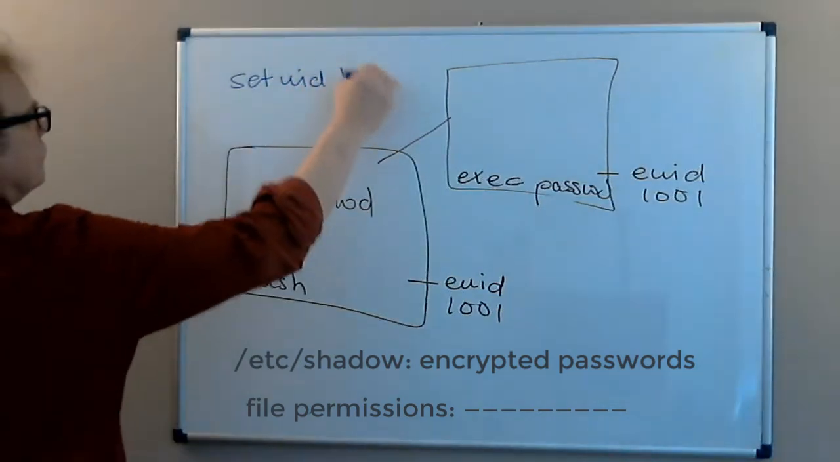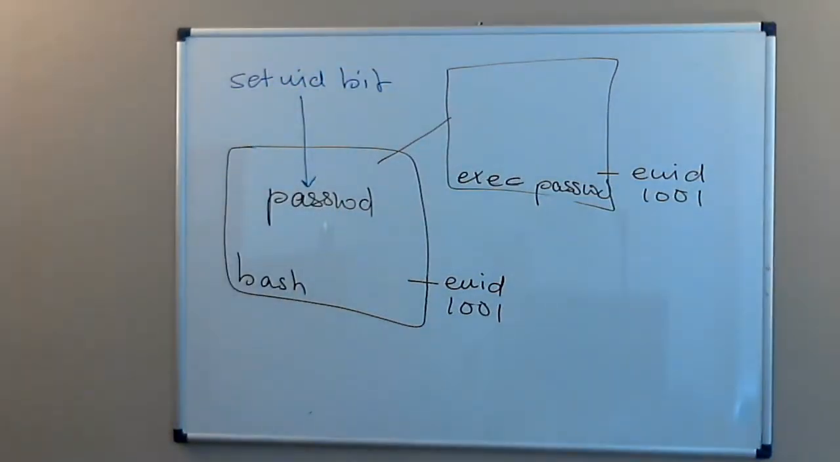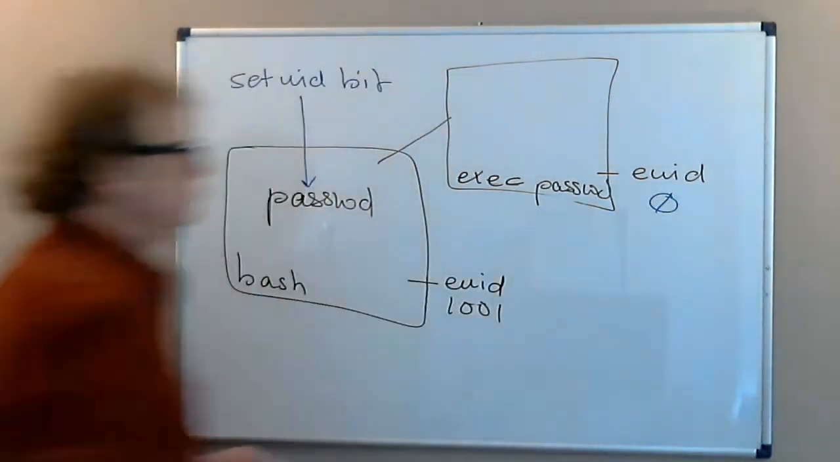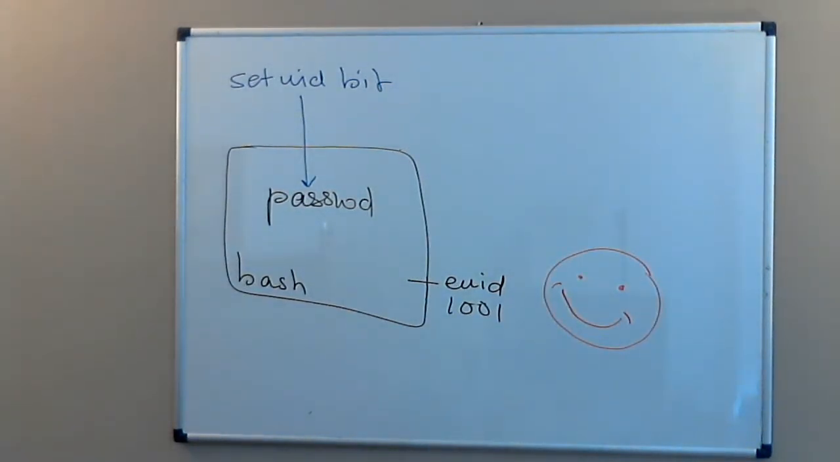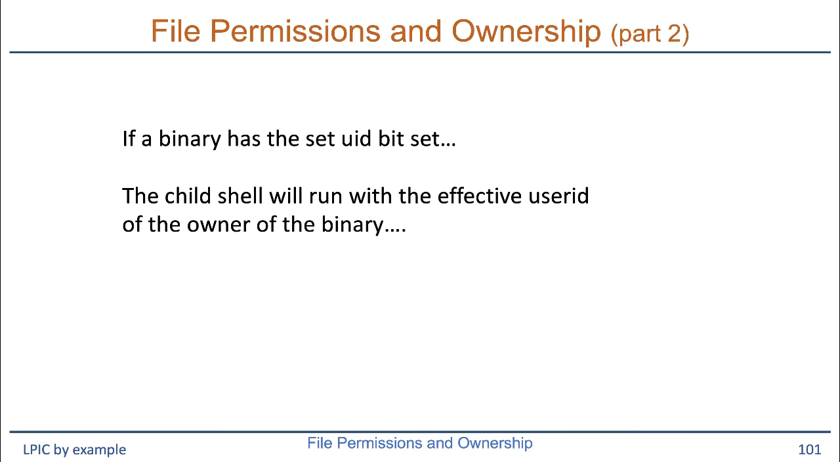This is where the setuid bit comes in. If the setuid bit is set on a binary, the child shell that executes the binary will have the user ID of the owner of the binary. So now, since root is the owner of this password command, the shell that Henry will start will have the UID 0 as the effective user ID and thus is able to update the password file. Once the command completes, it exits and Henry will be back in his parent shell with user ID 1001. So in short, the setuid bit will run a child shell with the effective user ID of the owner of the binary, and very often this is root.